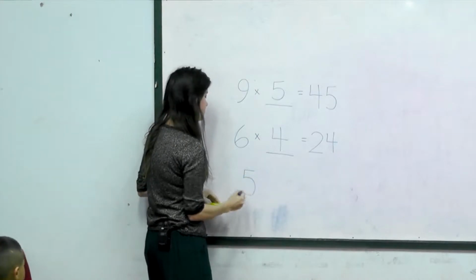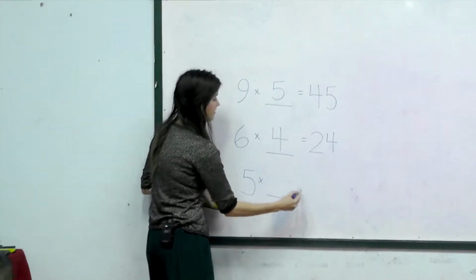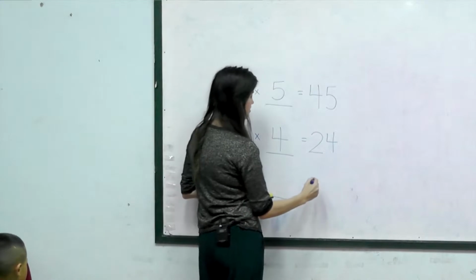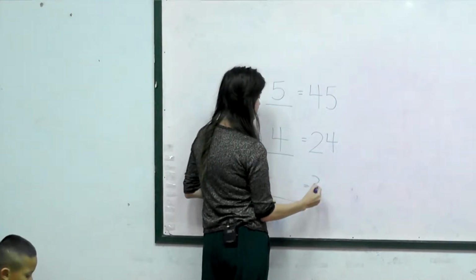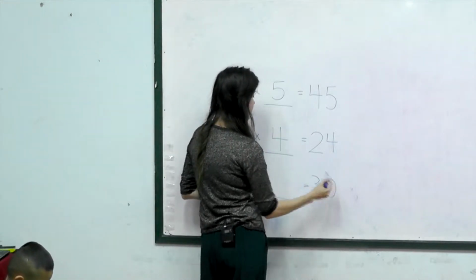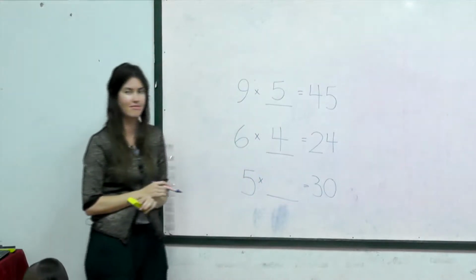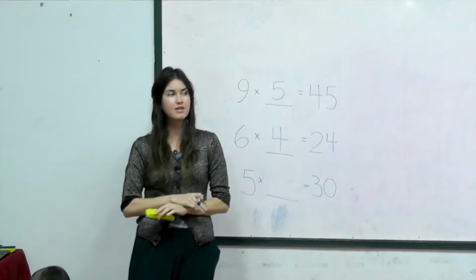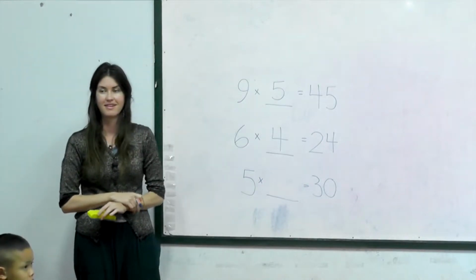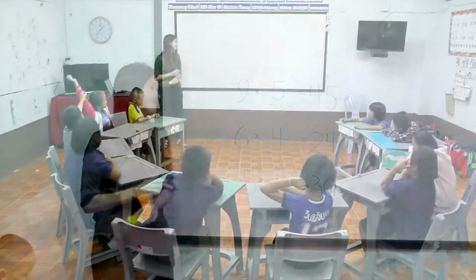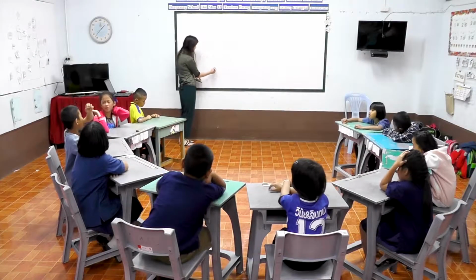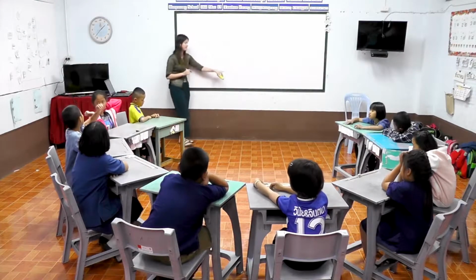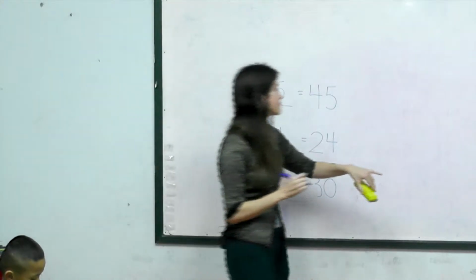Okay, 5 times what number will give us 30? Think about it and raise your hand when you have an idea. What is it? 5 times 6. Great job. You got it. 5 times 6 gives us 30.